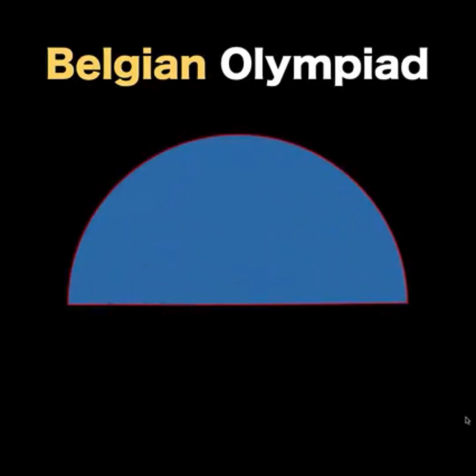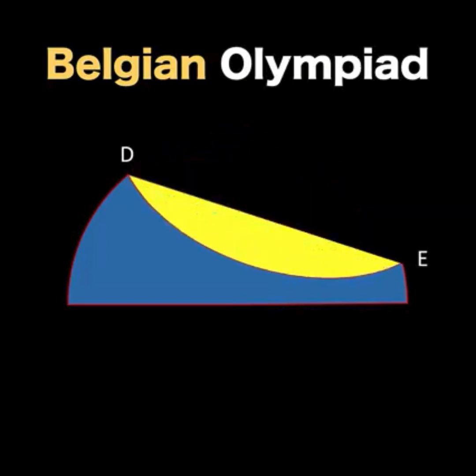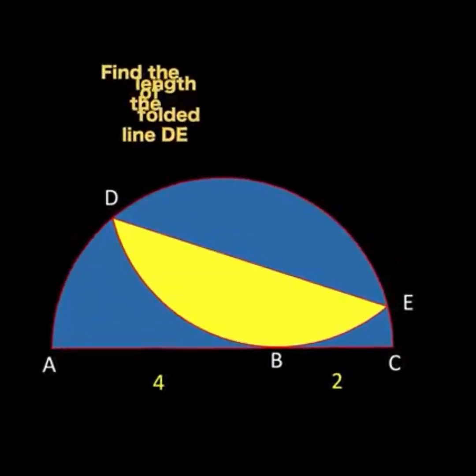Let's say we have this blue semicircle, and let's connect points D and E to form this yellow circular segment of the blue semicircle. Then let's fold this yellow circular segment across line DE this way, in such a way that the arc and the diameter of the blue semicircle are tangent with each other. Then let's label the points. If the length of segment AB is 4 units and the length of segment BC is 2 units, find the length of line segment DE. Now let's solve this problem together.